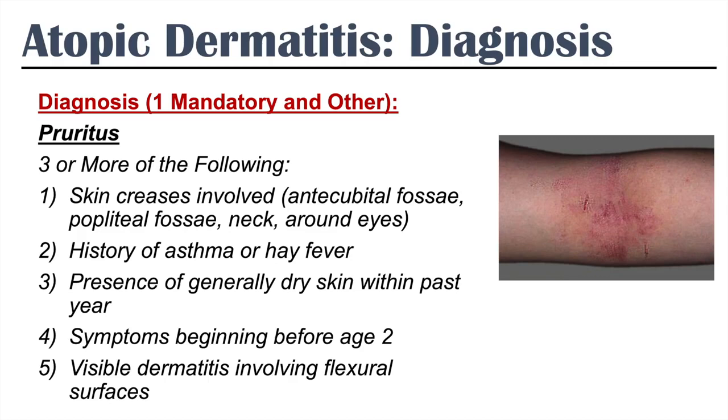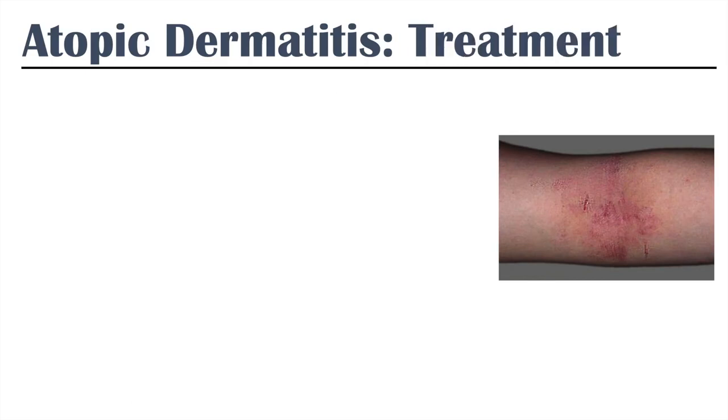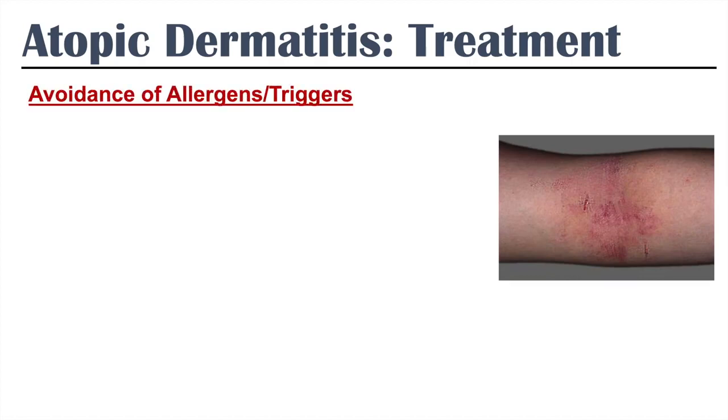So that's how we can make the diagnosis of atopic dermatitis, but just recognize that a lot of times clinicians might not use this diagnostic criteria. They will just simply diagnose it clinically. So once we make the diagnosis, how do we treat it? Treatment generally involves, we want to avoid the allergens and the triggers that can cause a flare of atopic dermatitis or make it worse.